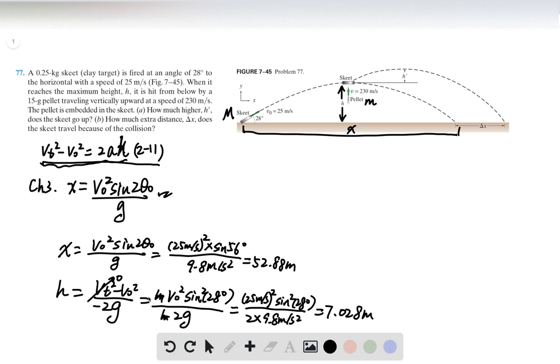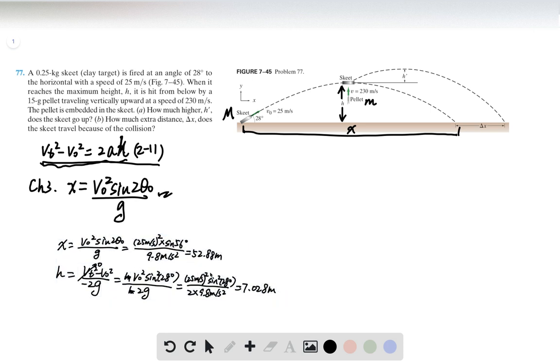So I will try to get some extra space by making it smaller so I have space to do the rest of the calculation.